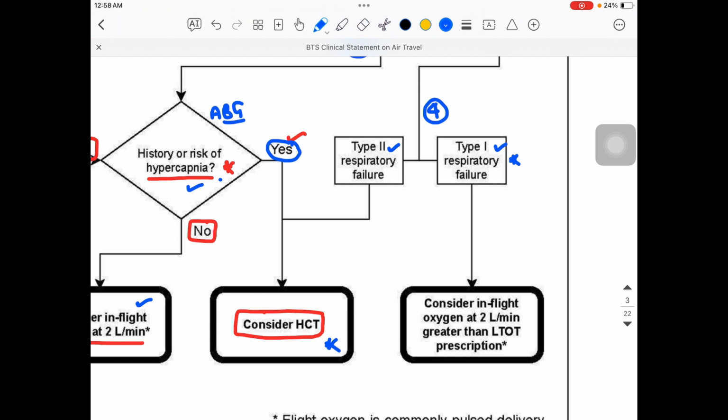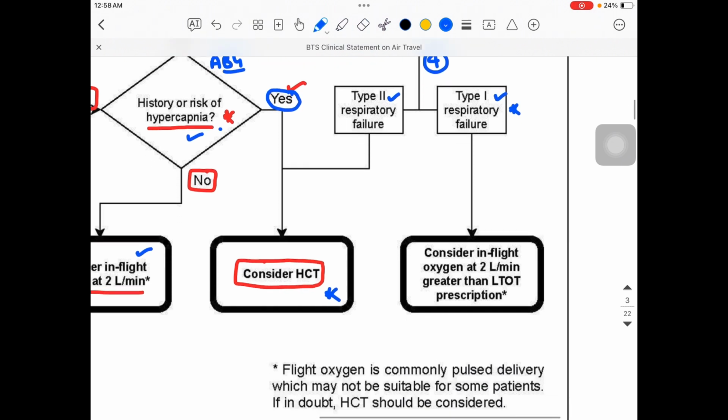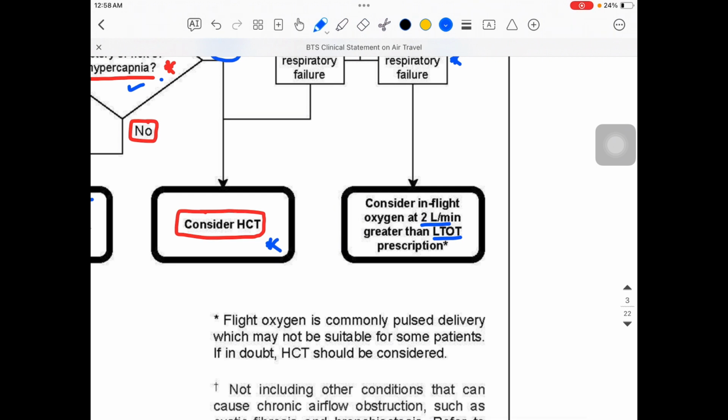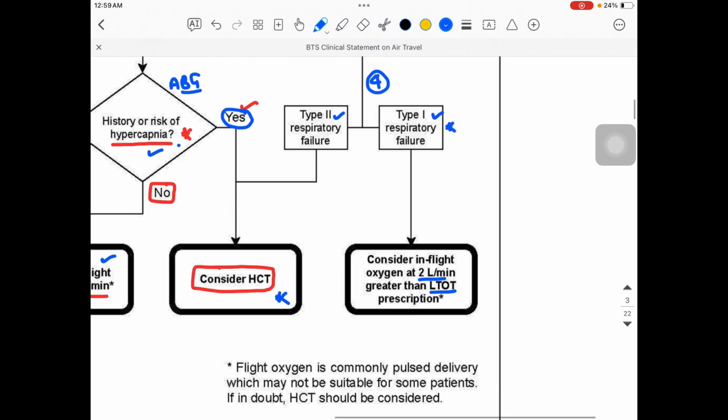to board the flight, but the patient needs in-flight oxygen at 2 liter per minute greater than LTOT prescription. I mean, if the patient was taking oxygen at home at around 1 liter per minute, then in this case we need to give oxygen in the flight at around 3 liter per minute. I hope you understood this, right? So that is the thing.